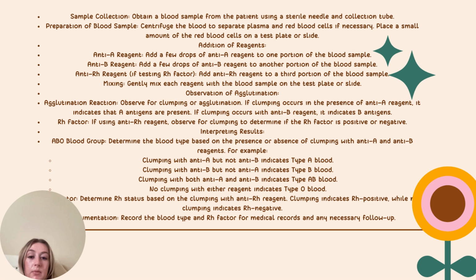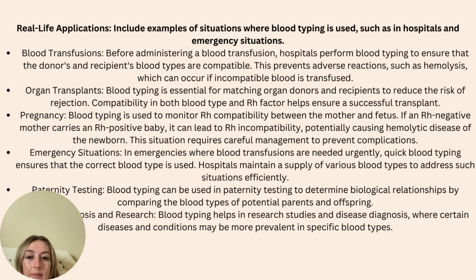So you would record the blood type and the RH factor for medical records, and then go from there with your follow-up. Next, I will be talking about real-life applications. This includes examples of situations where blood typing is used, such as in hospitals and emergency situations. So first would be blood transfusions. Before administering a blood transfusion, hospitals perform a blood typing test to ensure that the donor and the recipient blood types are compatible. This prevents adverse reactions such as hemolysis, which can occur if incompatible blood is transfused.